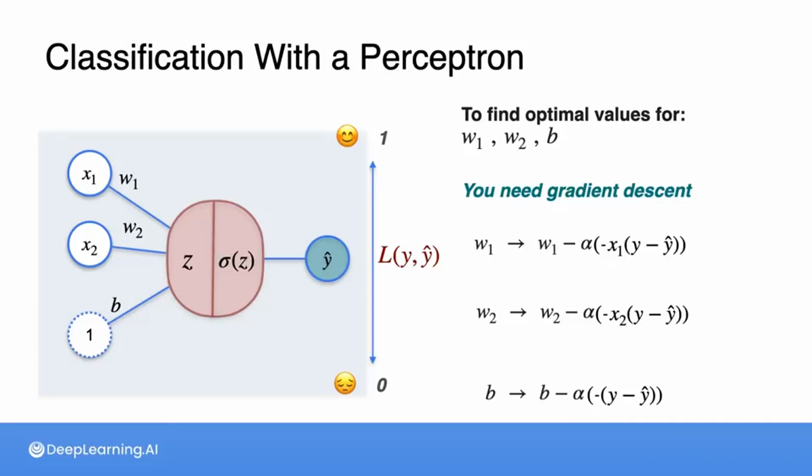You start with some W1, W2, and B, and then you iterate using this procedure. And if you do this many times, you're going to get to some pretty good W1, W2, and B values that will give you a really good model that will map your data set pretty well. So that is gradient descent for a classification perceptron.